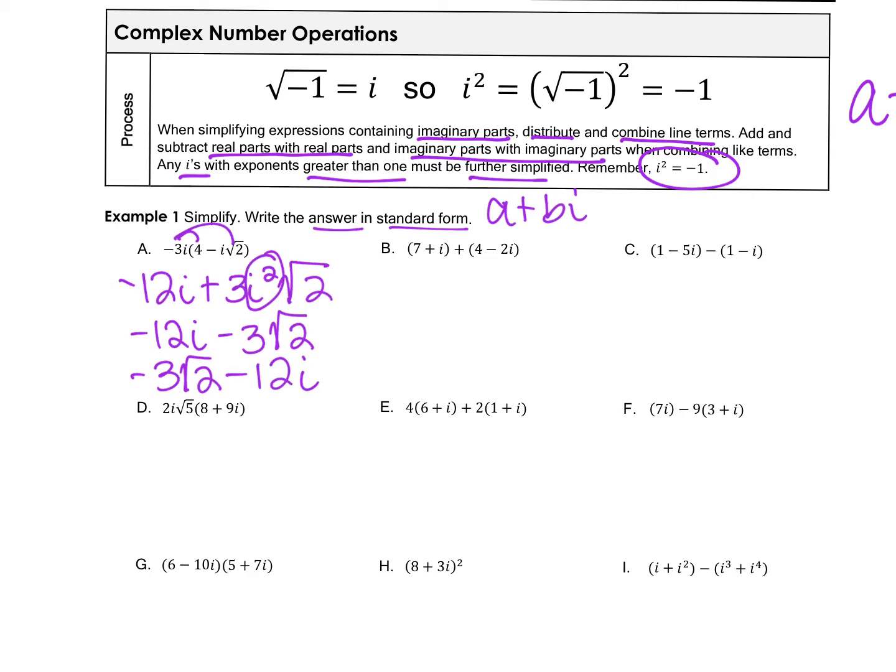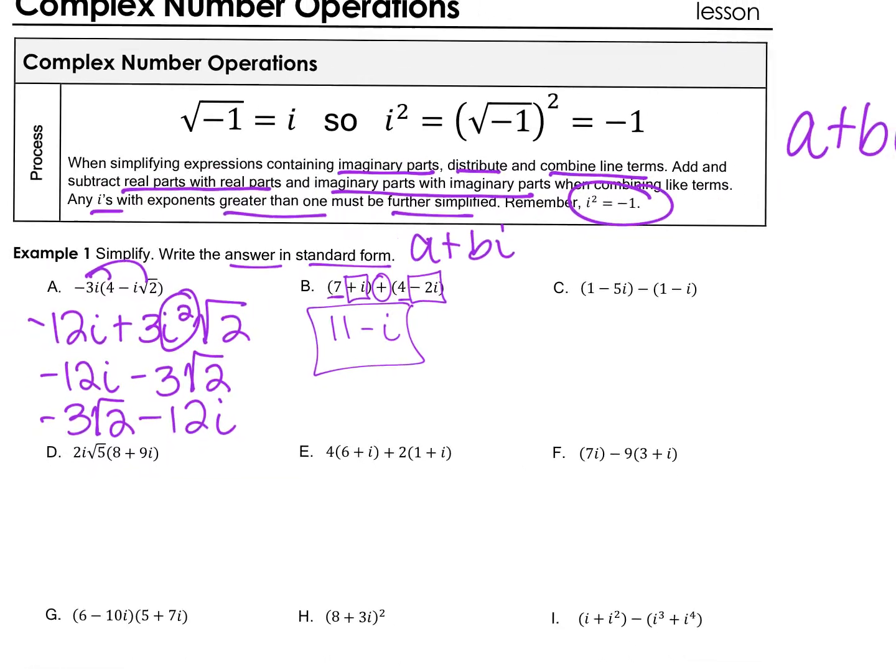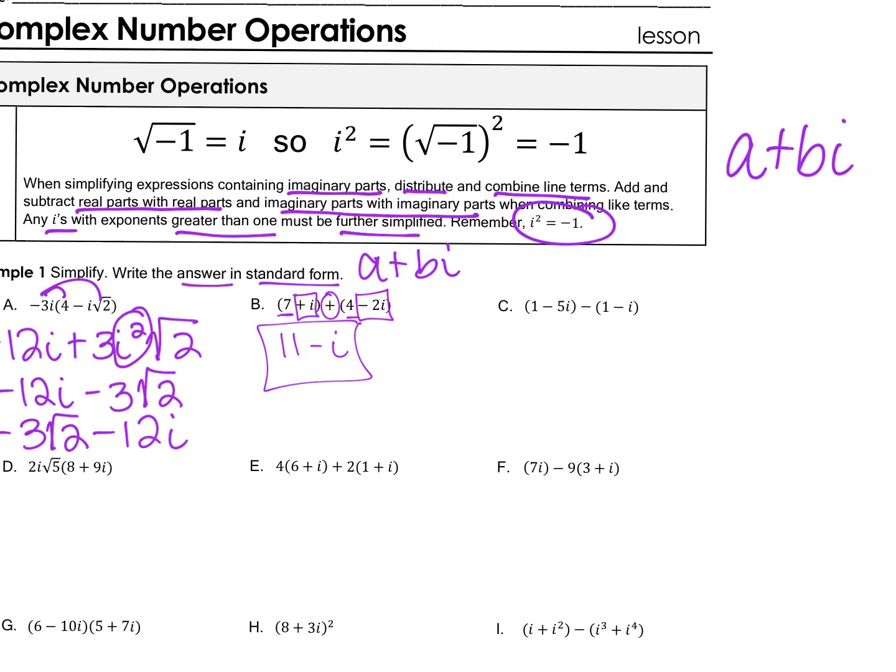All right, so now let's take a look at the next one. So part B. Notice that we are adding these together. So it's just like adding like terms. So we're going to combine the real parts. 7 plus 4 is 11. And then you're going to combine the imaginary parts. So 1i minus 2i is a negative i. And that is already in standard form. So there's my answer.